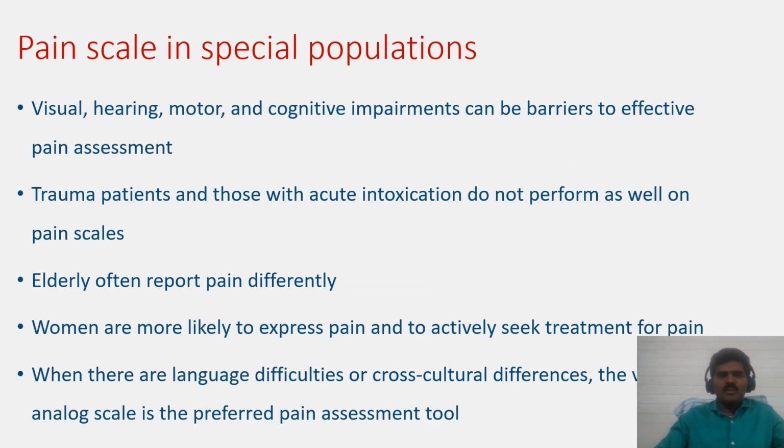Pain scales in special populations, how they perform. Visual, hearing, motor, and cognitive impairments can be barriers to effective pain assessment. Trauma patients and those with acute intoxication do not perform as well on pain scales. Elderly often report pain differently. Women are more likely to express pain and actively seek treatment for pain. When there are language difficulties or cultural differences, the visual analog scale is the preferred pain assessment tool.